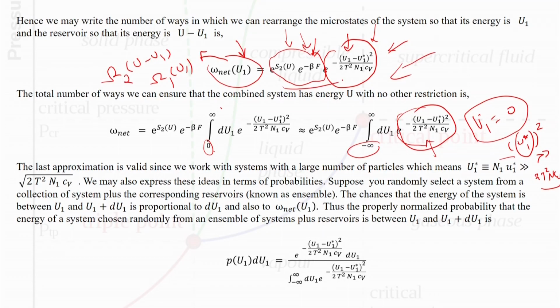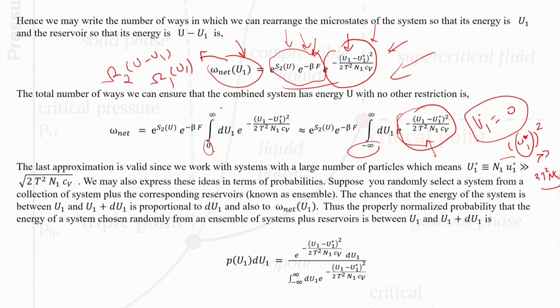So, the answer is that it is of course going to be proportional to du1. I'm asking what are the chances that the energy of a system is between u1 and u1 plus du1? It is certainly proportional to du1. But then it's also proportional to this quantity, because this is the number of ways in which you can rearrange the microstates of the system and of course the reservoir such that the system's energy is u1.